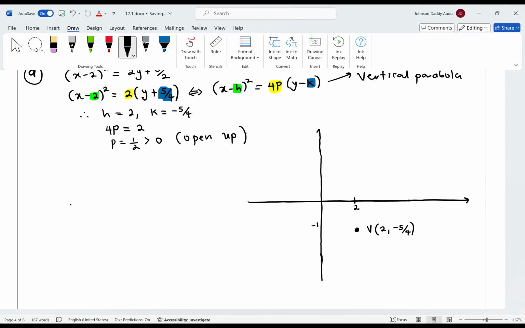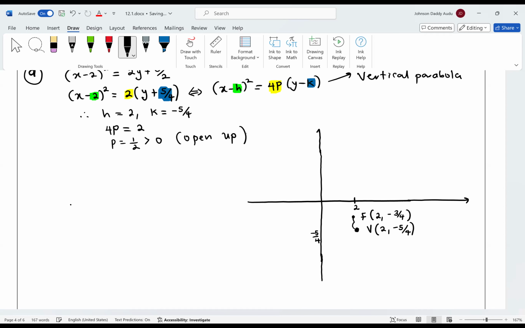Which is 2 and minus 5/4. All right. Now that I have a vertex and I know what P is, remember P is half. So all we need to do is go a distance of P up. This point is minus 5/4, and if you go a distance of P up, it's like removing half. So this point here will be our focus. In this focus, the x has not changed, only y will change. Y will reduce by half, so this will be minus 3/4.